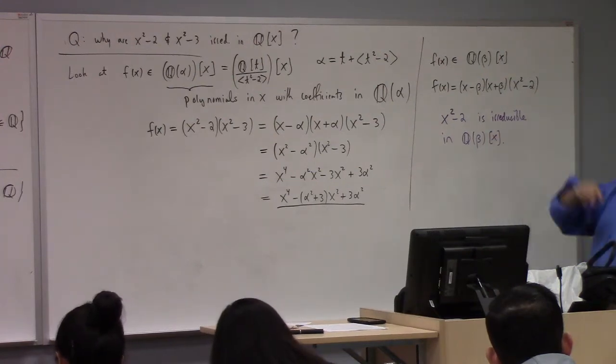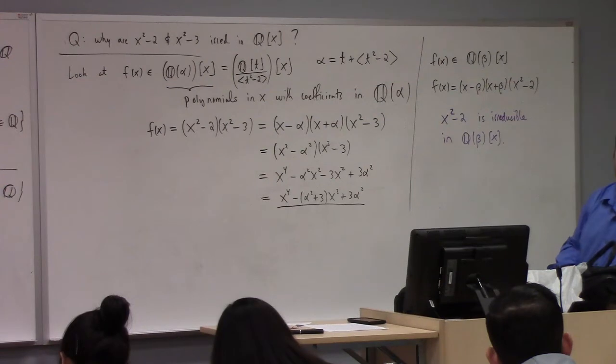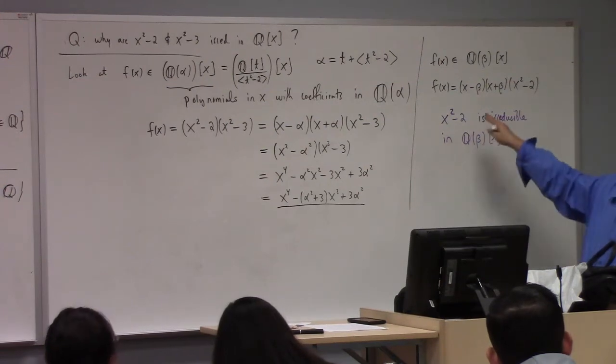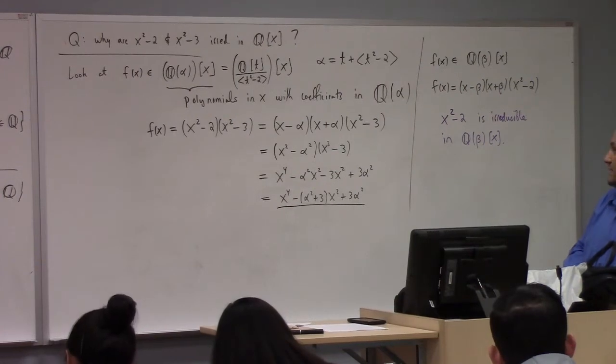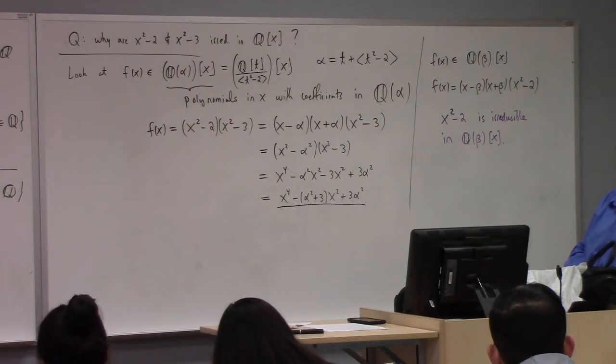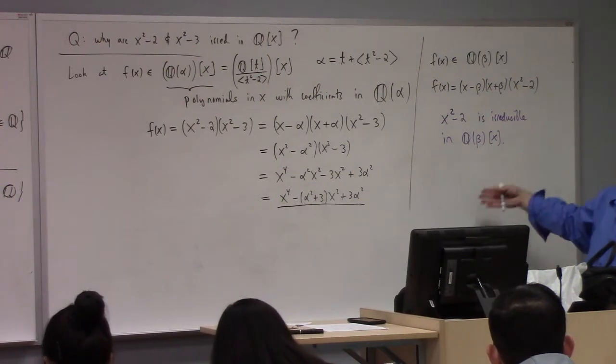Suppose it was not irreducible, what would that tell you? If this was not irreducible, it would mean that there's a 0 of x squared minus 2 in Q adjoin beta. What would that look like? That in some sense would say you can build the square root of 2 from the square root of 3. And if you get into the details, you'll find a contradiction.